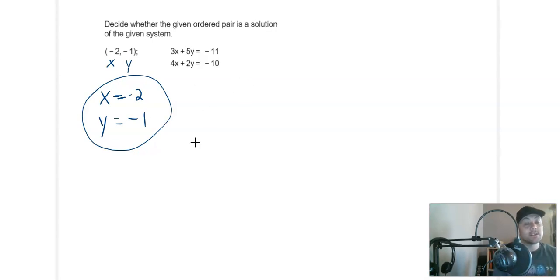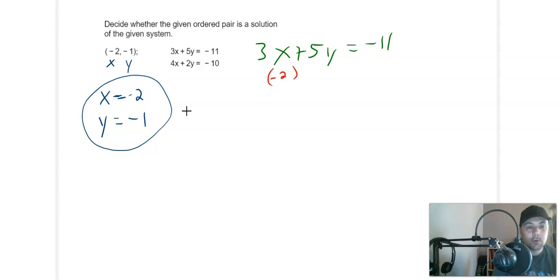So let's start with the first equation, because just because it works in one doesn't mean it's a solution. You have to check both. Now, if you check one and it doesn't work, then right away you know it's not a solution, so I don't want that to happen. I'm trying to think ahead, and I think we'll be okay if we go with the first equation. So 3x plus 5y equals negative 11. We are going to plug in negative 2 for x, and negative 1 for y. Everything else is going to stay the same, so we'll still have 3 here, plus 5, equals negative 11. I'm basically copying the equation down on the next line, but replacing the x and y with these two numbers. And then we'll simplify.